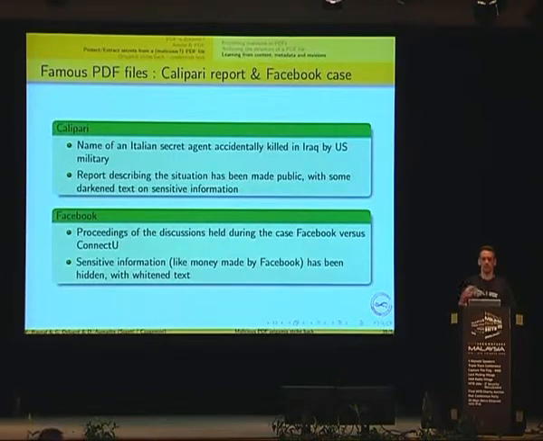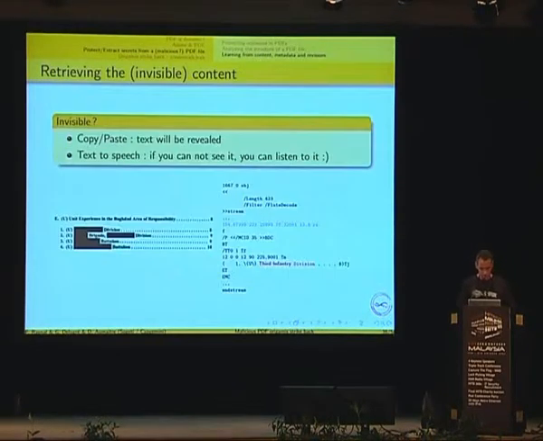So Facebook asked to hide the sensitive information, and the Ministry of Justice said, okay, of course, we will hide it. And then they hide the information, and they publish the document. And this time, the information is hidden. In fact, the text has been whitened. I'll show you the document later. So, 2 ways to get to the invisible content. The first one is really easy.